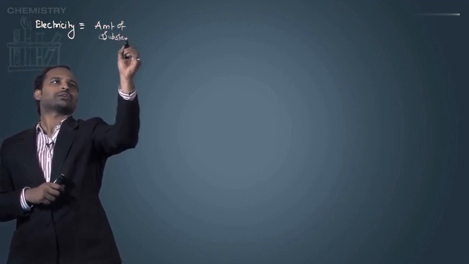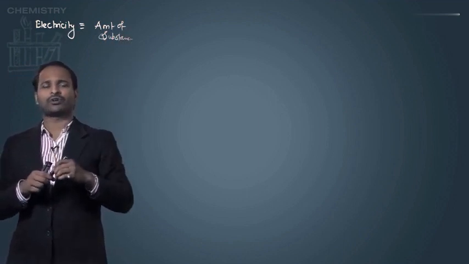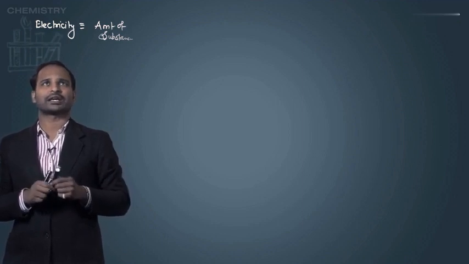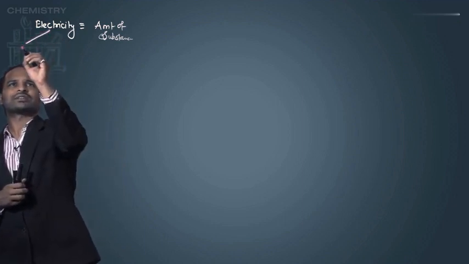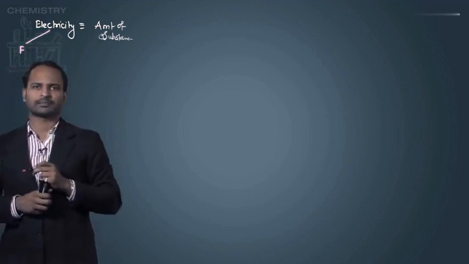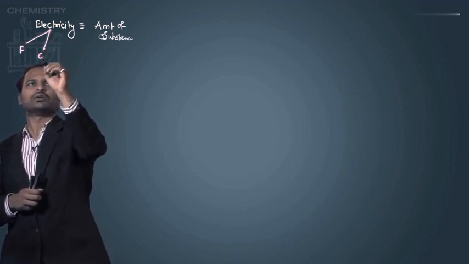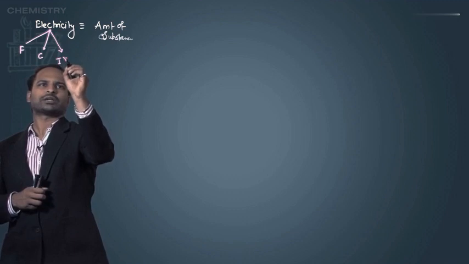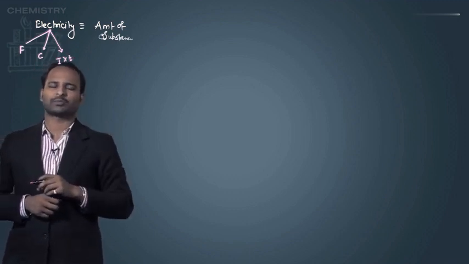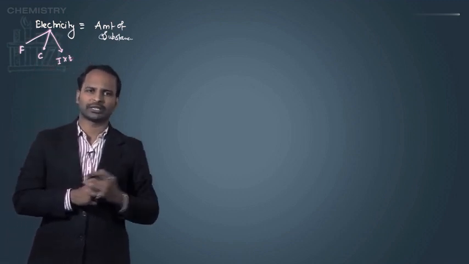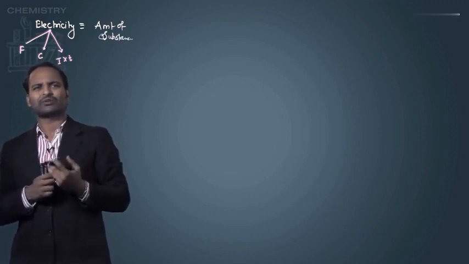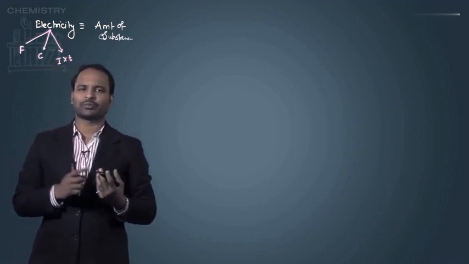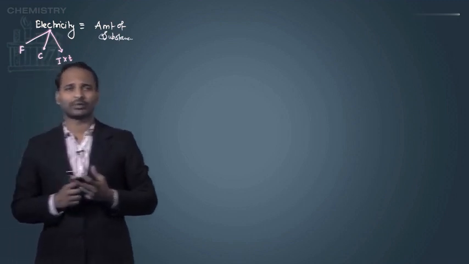Now when I say amount of electricity, in what quantities can it be given? This electricity is given sometimes in Faraday, sometimes in coulombs, sometimes in I into T format. In the I into T format, it may be possible that both I and T are given, or sometimes I will be given and the time will not be given, or the time will be given and I will not be given.